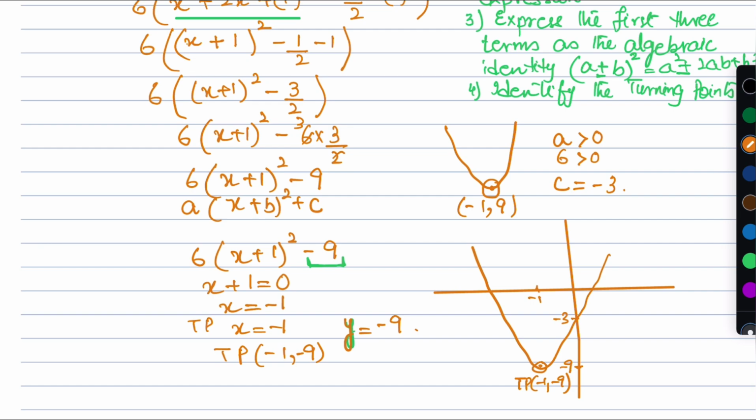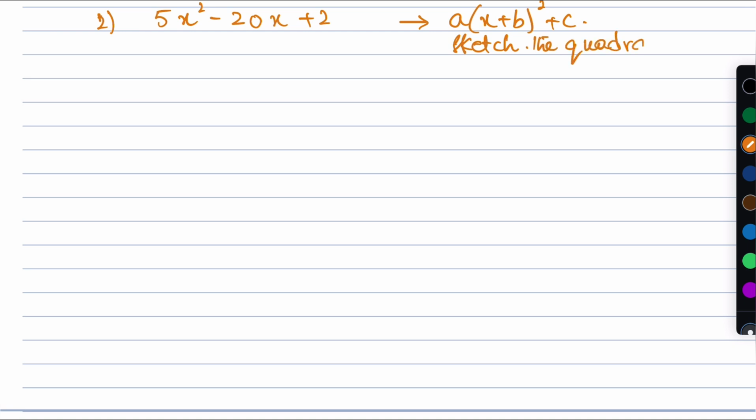Let's do another example. 5x square minus 20x plus 2. Again, I need to express it in the form a bracket x plus b the whole square plus c. And also I would say sketch the quadratic curve for the given expression.